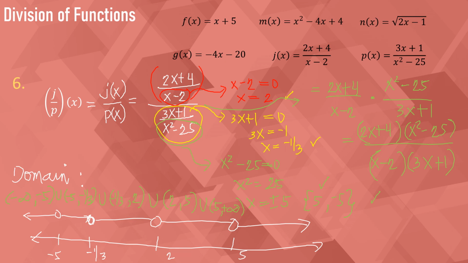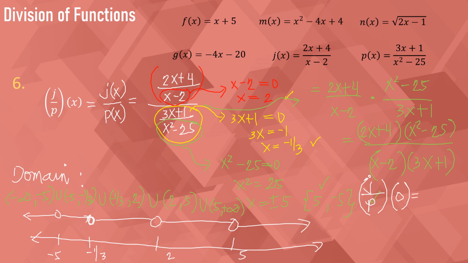Okay, it is clear that when you use negative 5, negative 1/3, 2, and 5 will make the entire function undefined. Okay, but when you are going to use other values except this, then there will be a real number value. To test that, let's say for example we have j over p of 0.